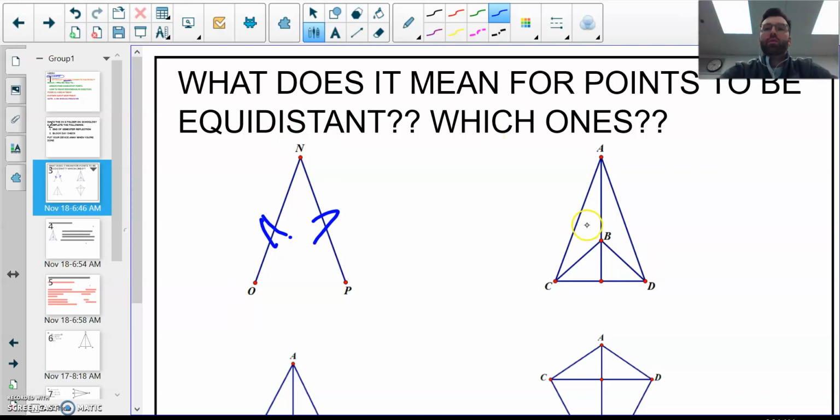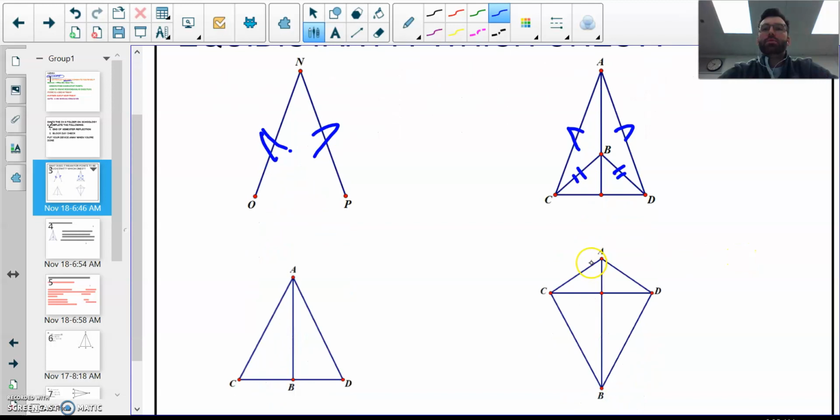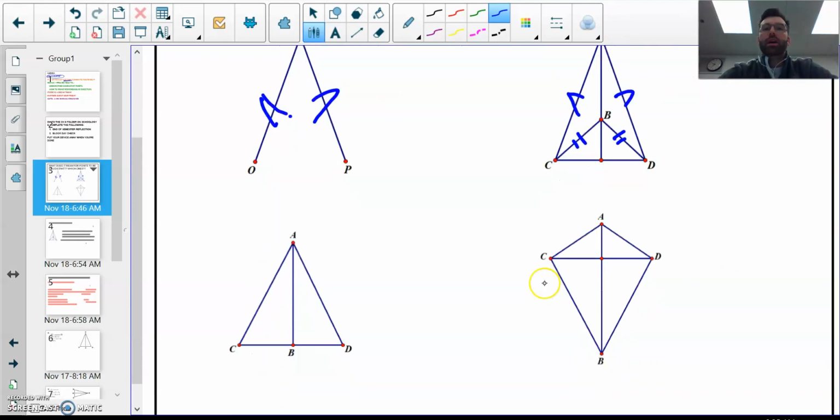If I were to mark, hopefully my pen will work. There it is. If I marked like this, we could say C and D are equidistant from A and B. They're equidistant points from those two points. There's other ways we can think about it. All we're doing right now is trying to get to a perpendicular bisector, because if we have equidistant points, then that's when we have a perpendicular bisector.